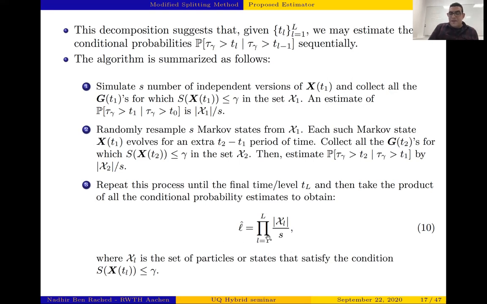Is this algorithm clear? Any questions? Okay.